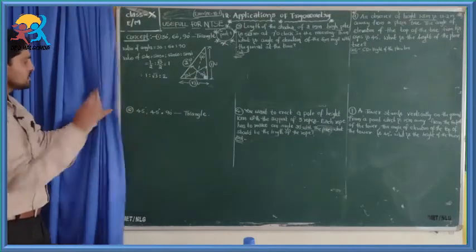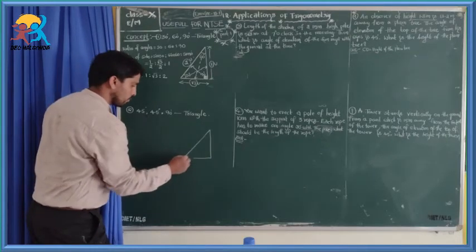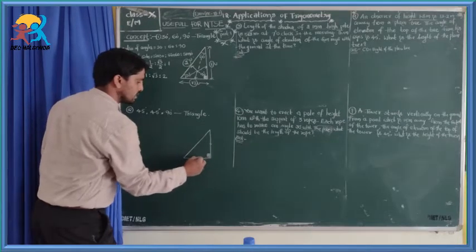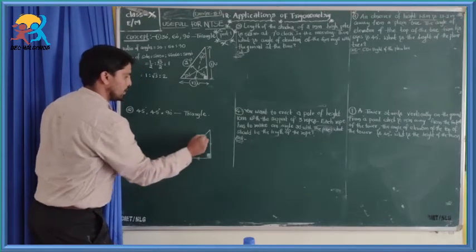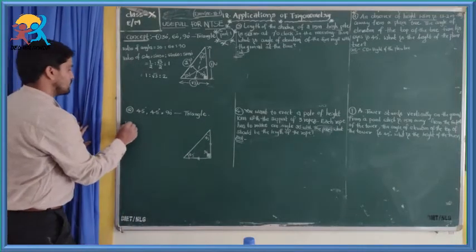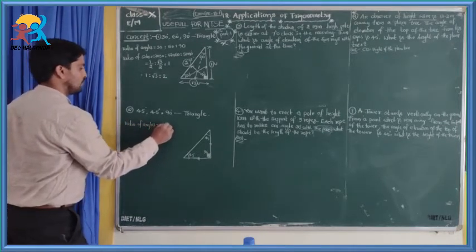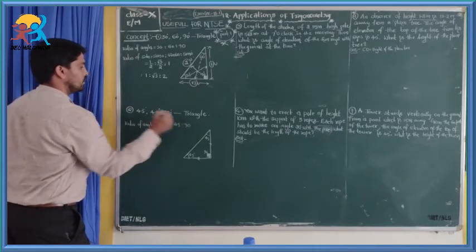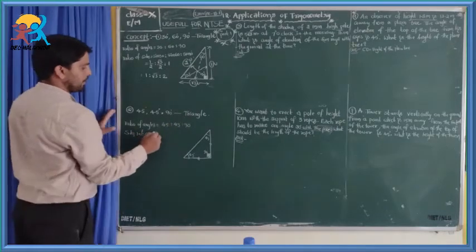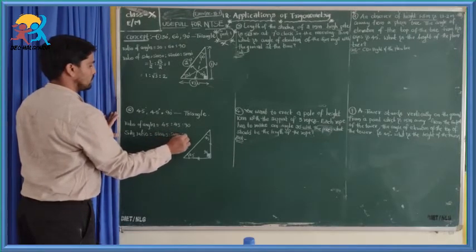Now let us consider 45, 45, 90. This is a triangle. This is 90 degrees. These two sides are always equal, so these two angles are also equal. This is 45, this is also 45, this is 90. So what is the ratio of angles? 45 : 45 : 90. To find the side ratio, apply the sines of these angles: sin 45, sin 45, sin 90.